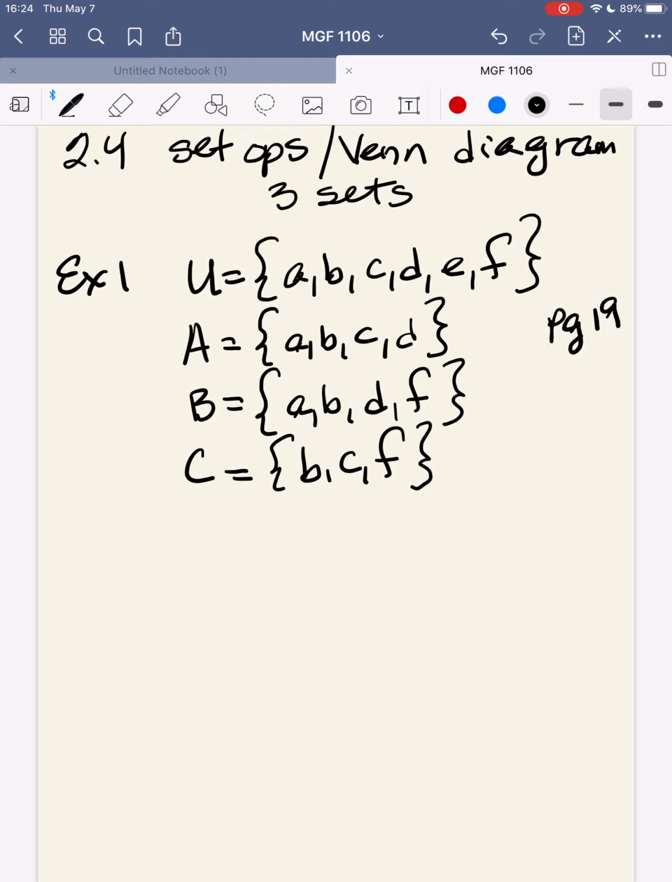And I'm going to look at A first, and I have A union B intersects C. Okay, so the first thing we want to find here is B intersects C. And what does that entail? B intersects C, those are the things that they have in common, which are B and F.